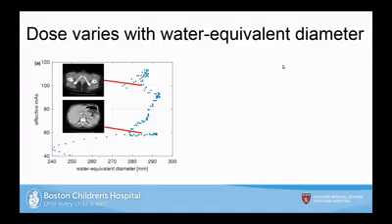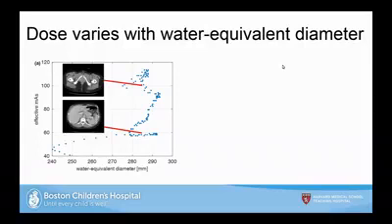So here, this is for a single patient. I'm showing the effective mAs, or dose, as a function of water equivalent diameter. So what I did is I plotted the water equivalent diameter and the effective mAs for each CT axial slice for one patient. And as you can see here, these two CT scans have similar water equivalent diameter, but the dose difference is about 40%.